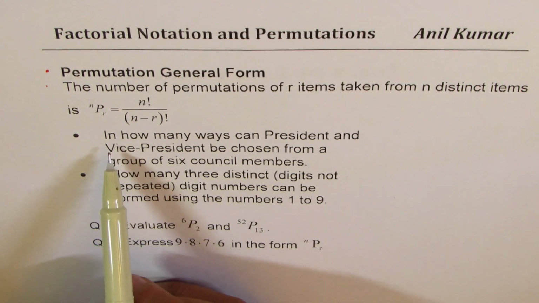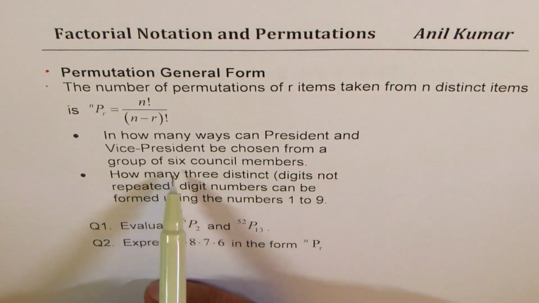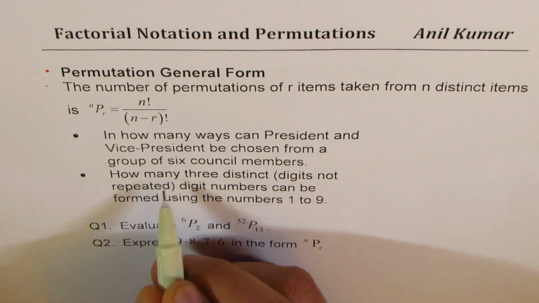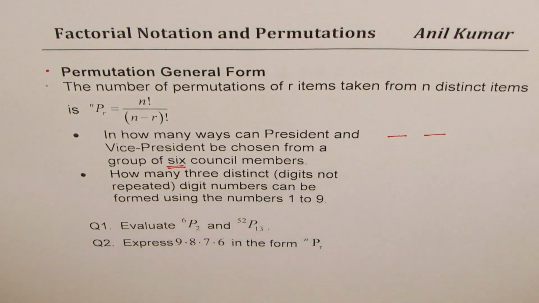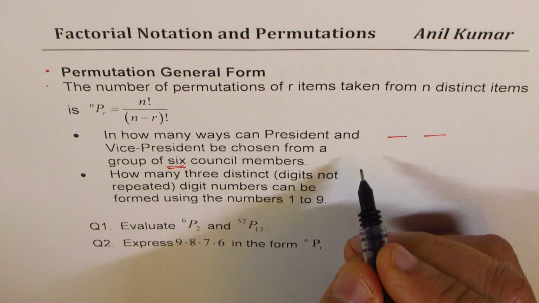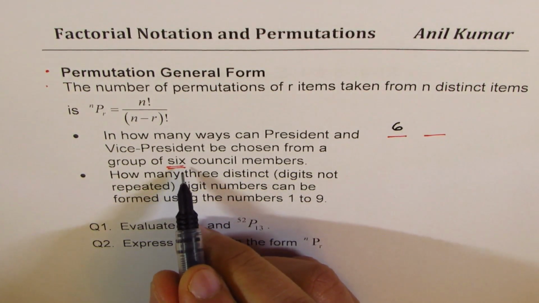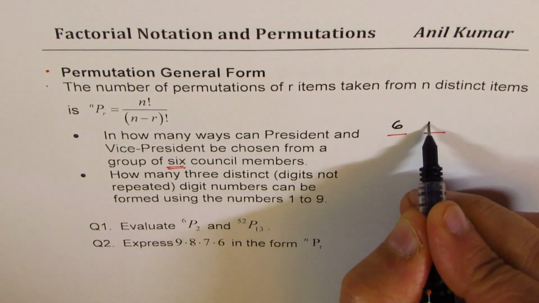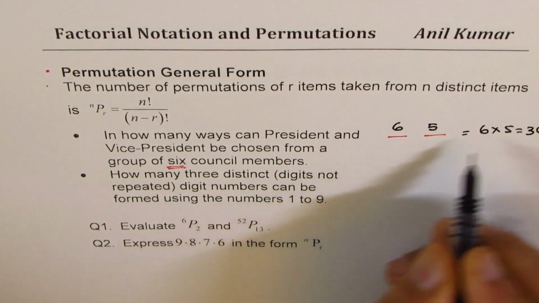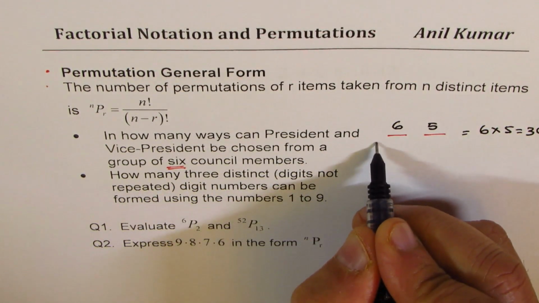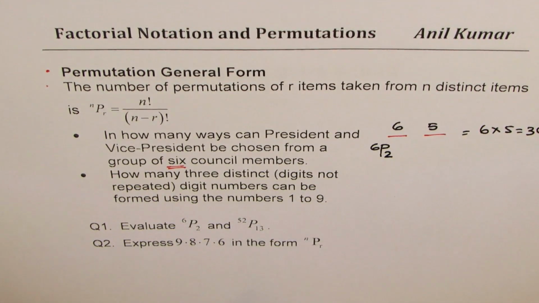So question number 1 here is, in how many ways can a president and vice president be chosen from a group of 6 council members? So we have 6 members, but we have only 2 positions. Do you see that? We have only 2 positions. Since we have only 2 positions, the choice is 6 out of 6 council members. When you choose one out of those 6, you're left with 5. So the result is 6 times 5, which is 30. Now this could be written as: total number was 6, you selected only 2, 6P2, correct?